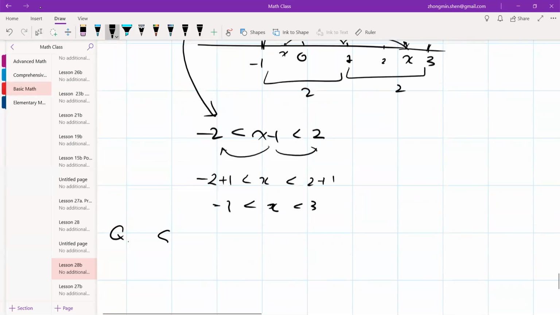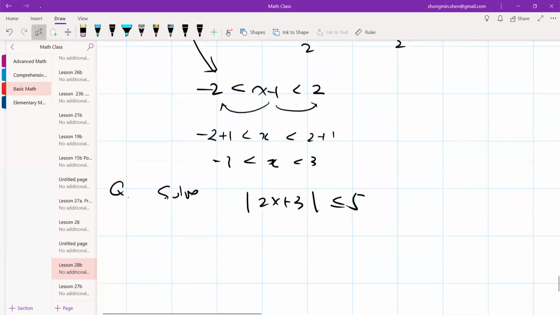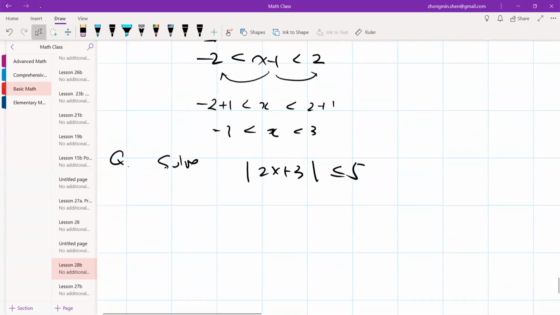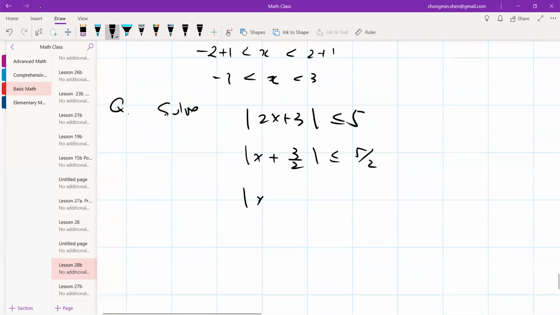Yeah, let's do that. Solve the following inequality. Okay, can you do that? That's the absolute value symbol. You can do it a couple of ways. You can divide both sides by 2, so the absolute value of x plus 3 over 2 is less than or equal to 5 over 2, right? Now the geometric meaning of this is that x minus negative 3 over 2 is less than or equal to 5 over 2.